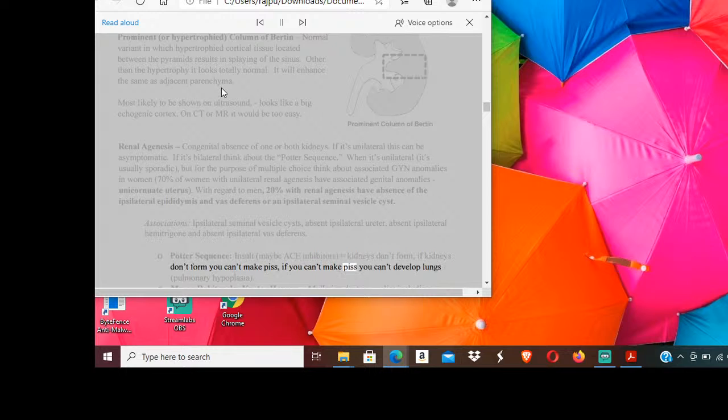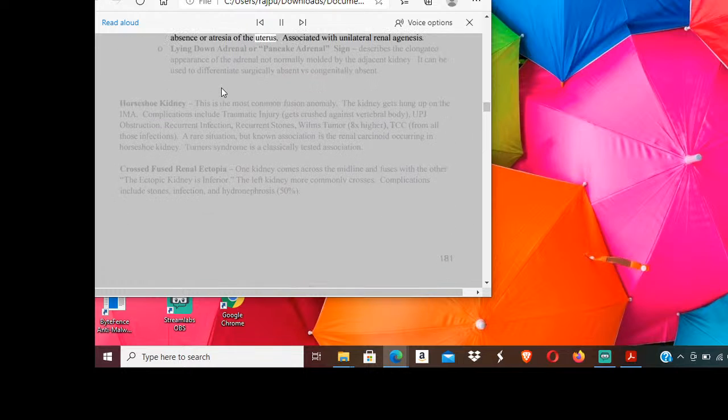If you can't make urine, you can't develop lungs, pulmonary hypoplasia. Mayer-Rokitansky-Küster-Hauser: Mullerian duct anomalies including absence or atresia of the uterus, associated with unilateral renal agenesis. A lying down adrenal or pancake adrenal sign describes the elongated appearance of the adrenal not normally molded by the adjacent kidney. It can be used to differentiate surgically absent versus congenitally absent.